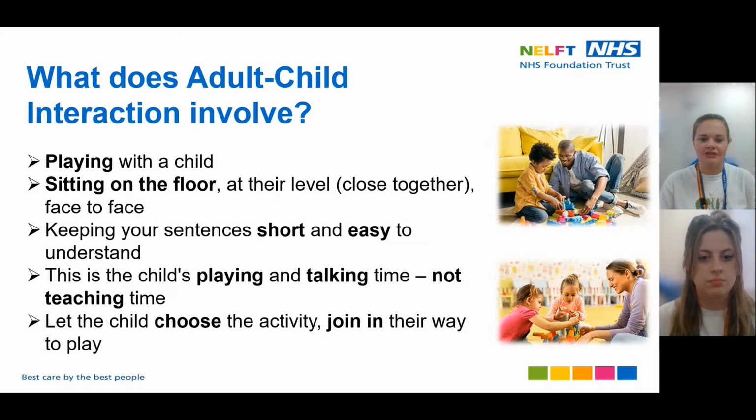And what does adult-child interaction actually involve? We're going to be talking about how you can play with children, the need to be sitting on the floor at the child's eye level and close together, so both your faces are at the same level. Keeping your sentences really short and easy to understand. Remembering that this is the child's playing and talking time. It's not about you teaching, it's just about that lovely interaction. And remembering that the child can choose the activity and we're going to follow their lead and join in their way of playing.